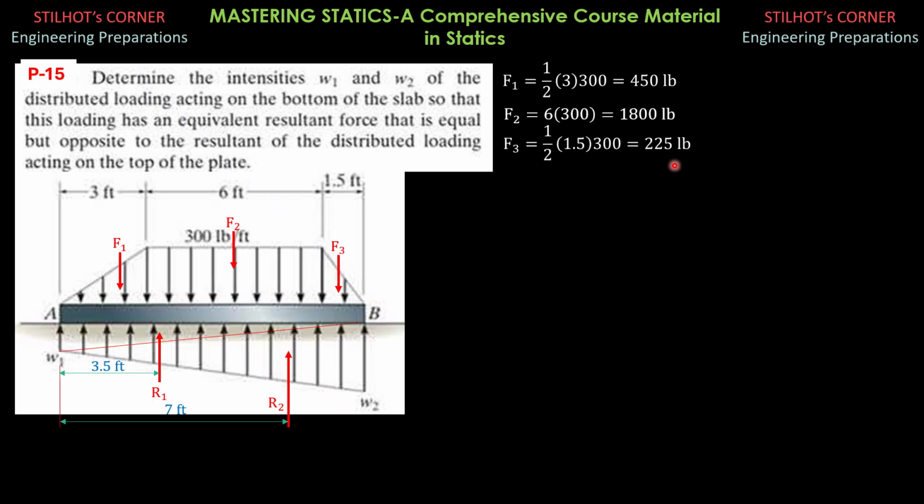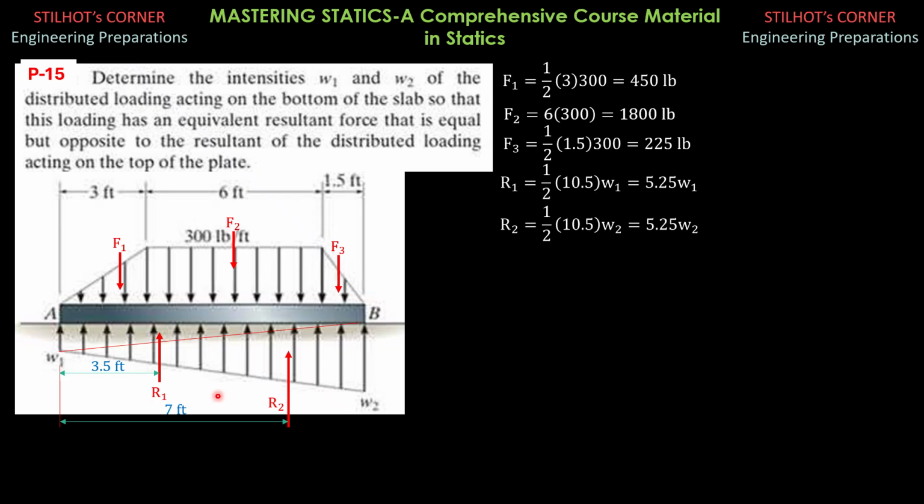Then R1 in terms of W1 is 1/2 of 10.5 times W1, and that is equal to 5.25 W1 pounds. R2 is 1/2 of the base, this length 10.5, times the perpendicular height W2, and that is also equal to 5.25 W2.